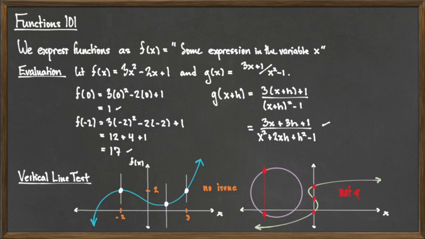However, if I have pictures like circles or graphs that kind of bend in on themselves, these are not functions, because vertical lines drawn show that I'm intersecting my graph at several spots.